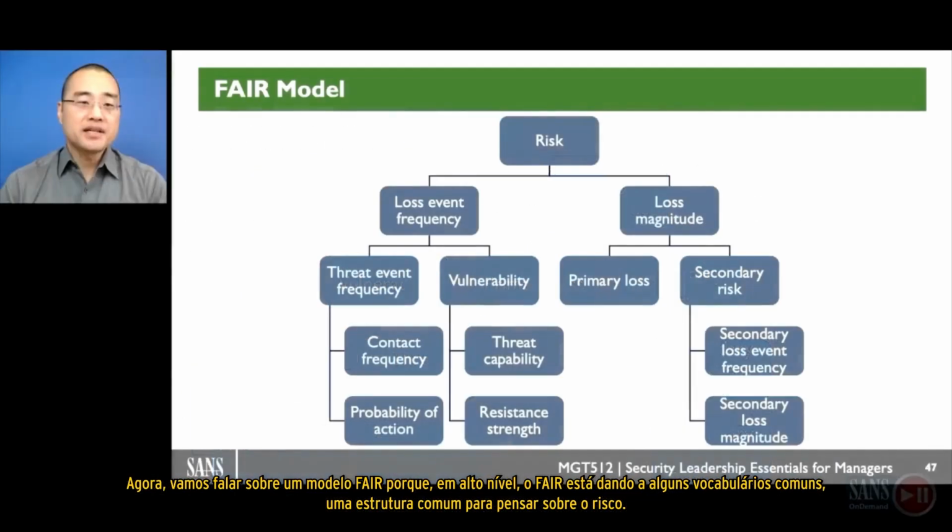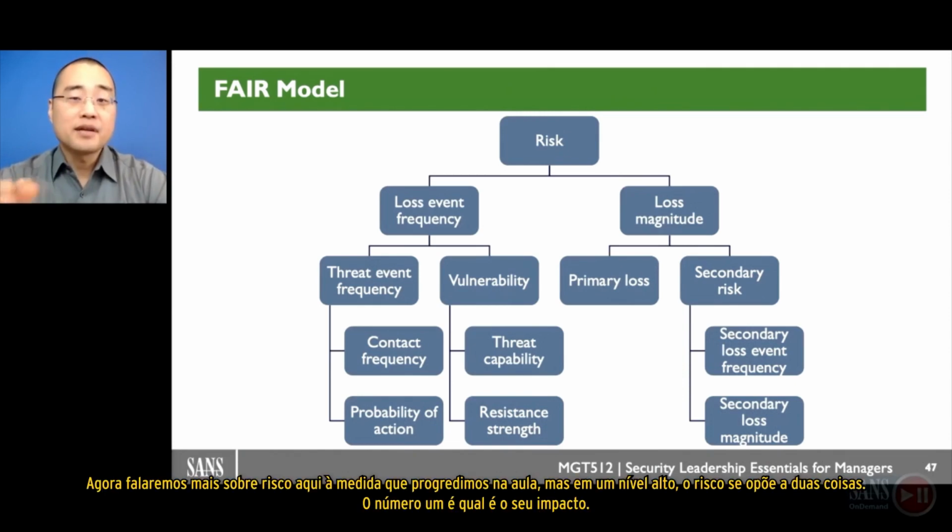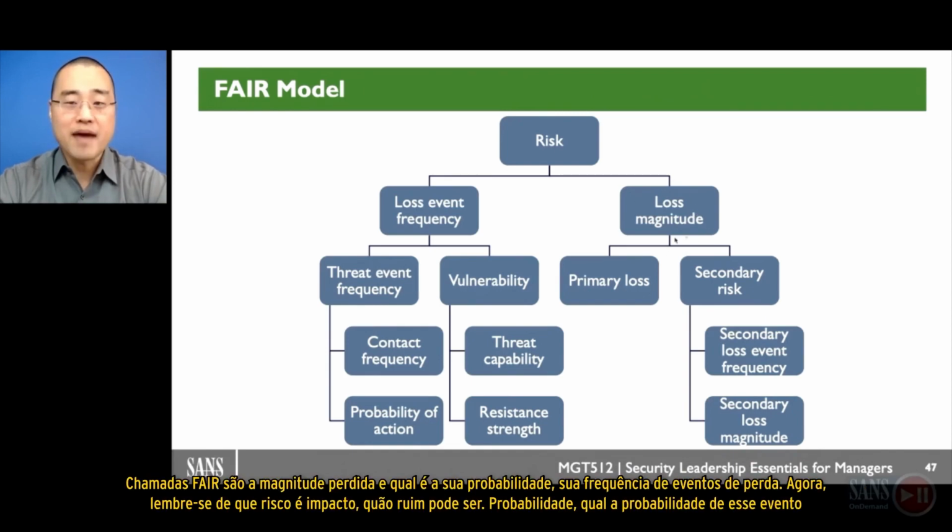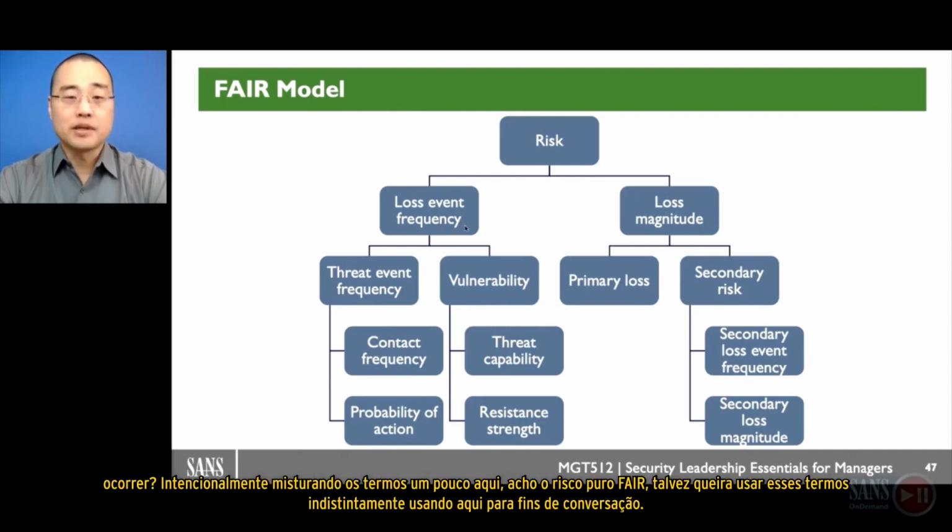Now, we talk about the FAIR model because at a high level, FAIR gives us a common vocabulary and common structure to think about risk. We're going to talk more about risk as we progress in class, but at a high level, risk is really composed of two things. Number one is your impact, what FAIR calls the loss magnitude, and your likelihood, your loss event frequency. Now remember, risk is impact, how bad could it be, and likelihood, how likely is it that that event is going to occur?